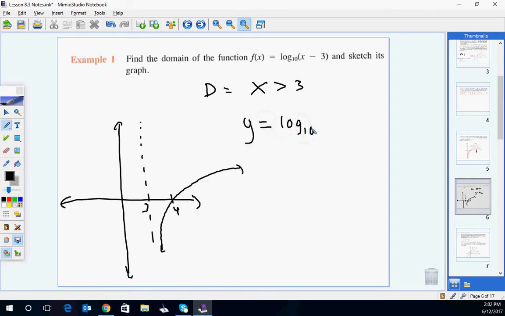So let's write it like this, and then let's write it like this so we can see what we're talking about here. When I put 4 in here, 4 minus 3 is 1. How do I get a 1 out of this? That's 0. So that's why it's there, 4, 0. Approaching 3 from the right, it's going to negative infinity, and going to infinity, it's going to infinity with the y. Okay?